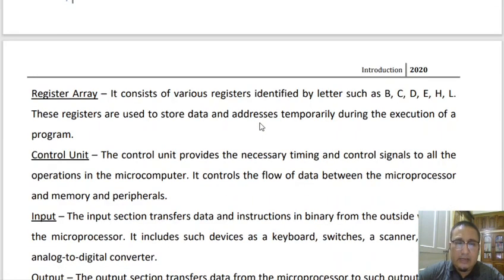The next unit that we have is the control unit. The control unit provides all the necessary timing and control signals to facilitate the operation of the microcomputer. It controls the flow of data between the microprocessor, memory and the peripheral devices. So all the coordination and control activities are executed by the control unit.